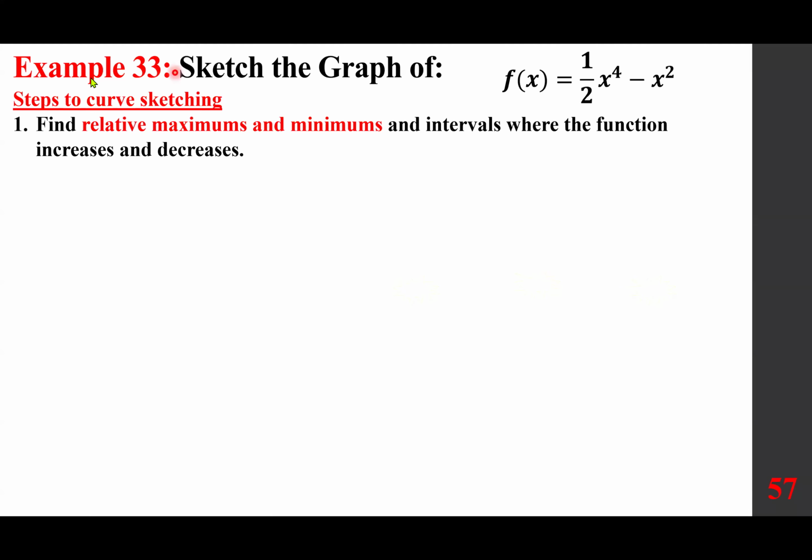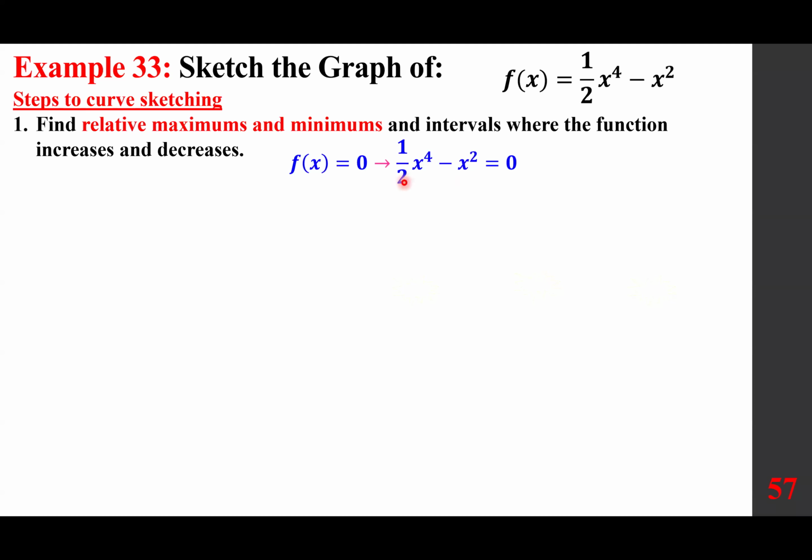All right, example 33, f of x equals half of x to the power of 4 minus x squared. And we want to graph this again. I want to graph this using prior knowledge of mathematics. And so we are going to find the intercepts and so on. So f of x equal to 0, 1/2 x to the power of 4 minus x squared equals 0.